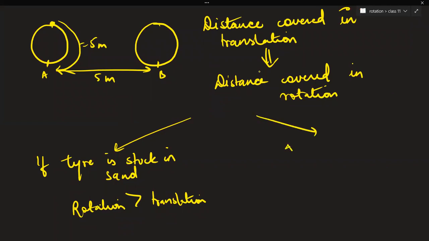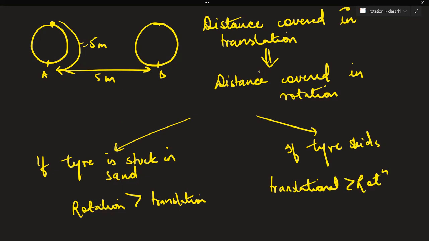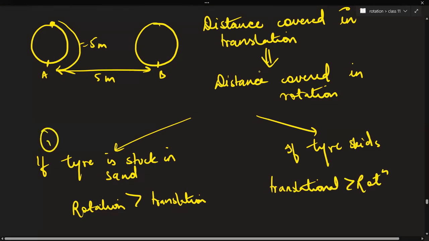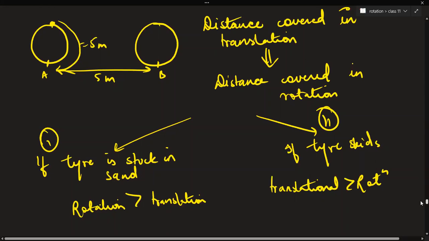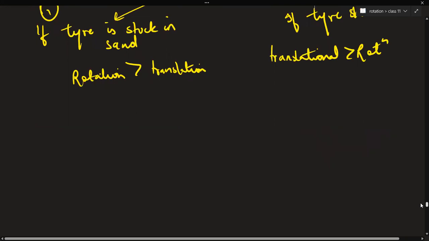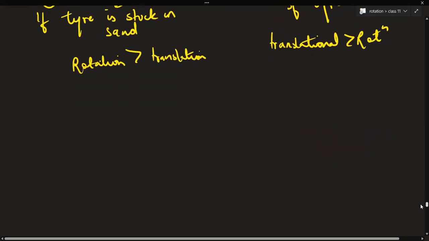Take another example. If the tire skids, on a very slippery road in the rainy season, usually at the turnings the car skids. It means the tire does not rotate at that time. The translational component is greater than the rotational component. Now see the difference. These are two cases that are possible. These are extreme cases: when rotation is more, or when translation is more. If both distances covered are exactly the same, neither translation mode nor rotation mode, that is known as pure rolling motion.